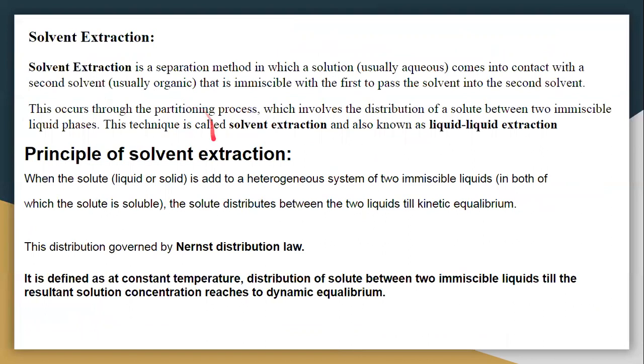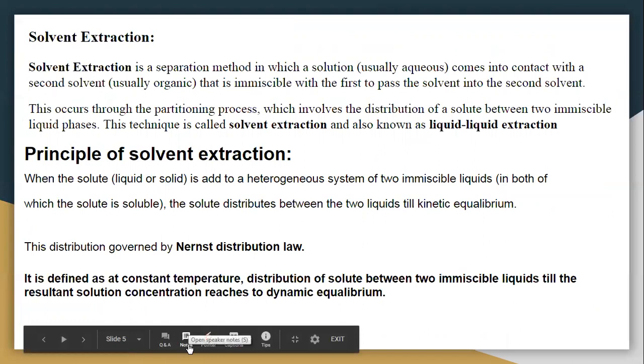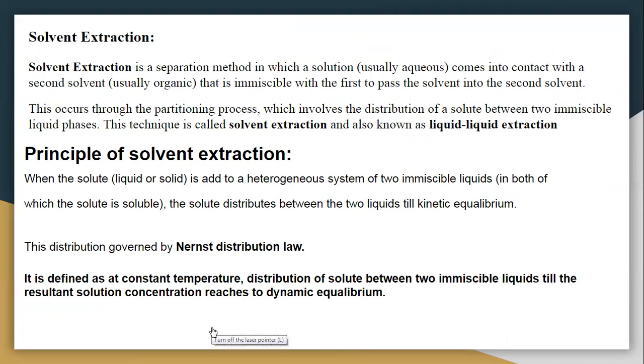Before going into solvent extraction, I would like to introduce some basic concepts. Generally in solvent extraction, we require two things: two immiscible solvents, and a solute which is miscible in both. So here we require two solvents, both immiscible in each other, for example, water and oil.